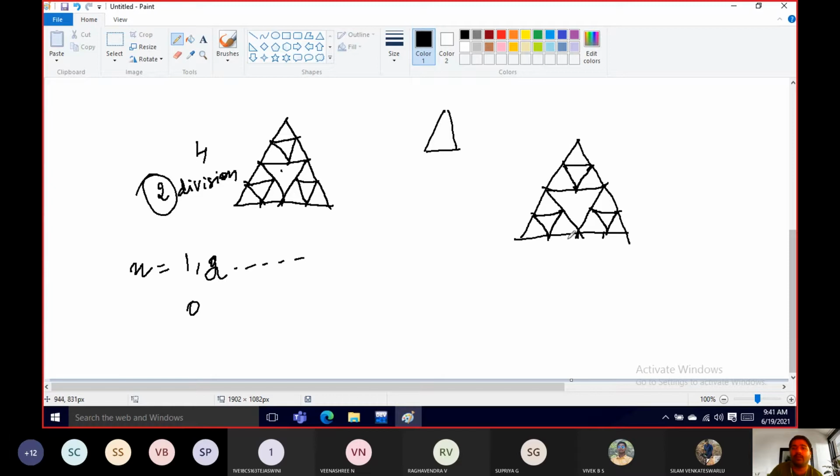Similarly, what about the third division now? Third division is join all these things. I'll change the color. So join these, join this, join this. Similarly, all the sides you will be joining. And now I think you got to know why recursion is important here. So this is how many divisions? This is 3 divisions. How do I know? This is the first division, this is the second division, and this is the third division. So 3 divisions. Sierpinski gasket.